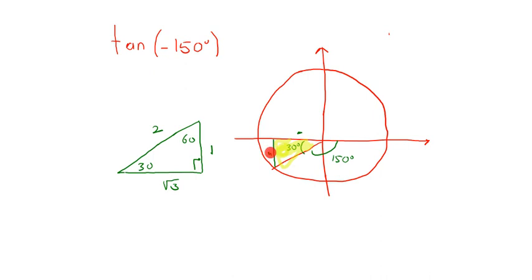So tan of 150, it's like tan of 30, but is it positive or negative? Well, let's think about it. A, S, T, and C. Well, tan's positive, so we're just at positive tan 30. So the answer is 1 on root 3. I hope you got that one right.